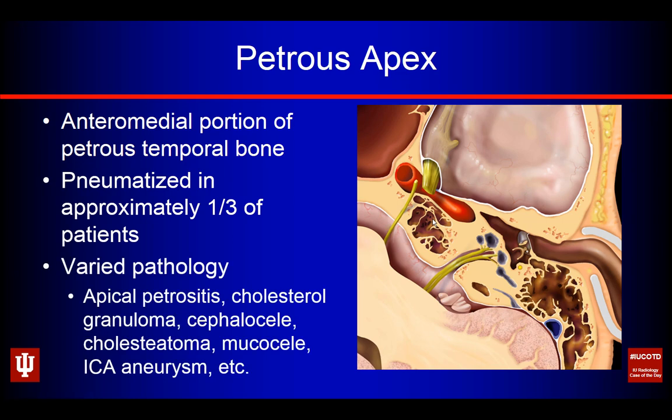And it's important because you get some varied pathology that occurs here. You can have infectious processes like apical petrositis. You can have inflammatory things like a cholesterol granuloma. It's a site to look for cephaloceles. You can sometimes get cholesteatomas and mucoceles forming here. And it's also an important area to think of vascular things like ICA aneurysms.